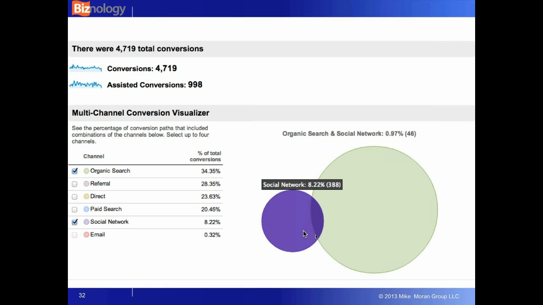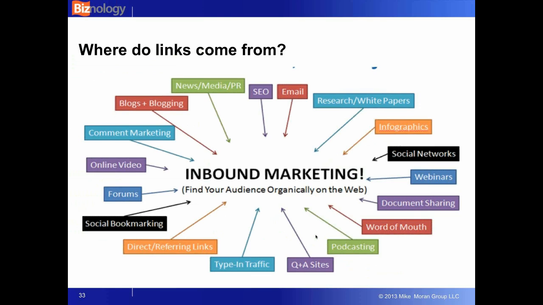So where do these links come from? Well, the simple answer is everywhere. Whether it's SEO, email, social, blogs, Facebook likes and Facebook shares, they all play a role in working together to drive traffic to your pages, to get people to like your content and to share your content with their friends, family, fans, and followers.